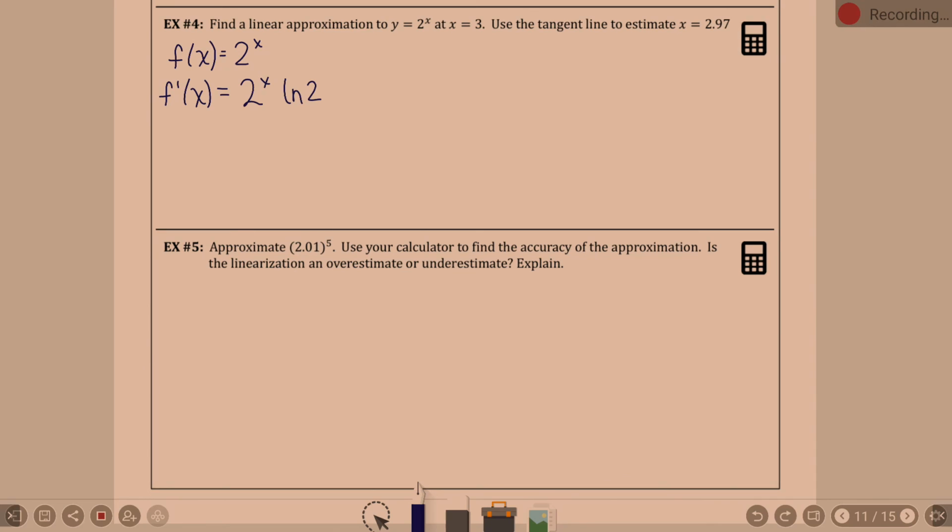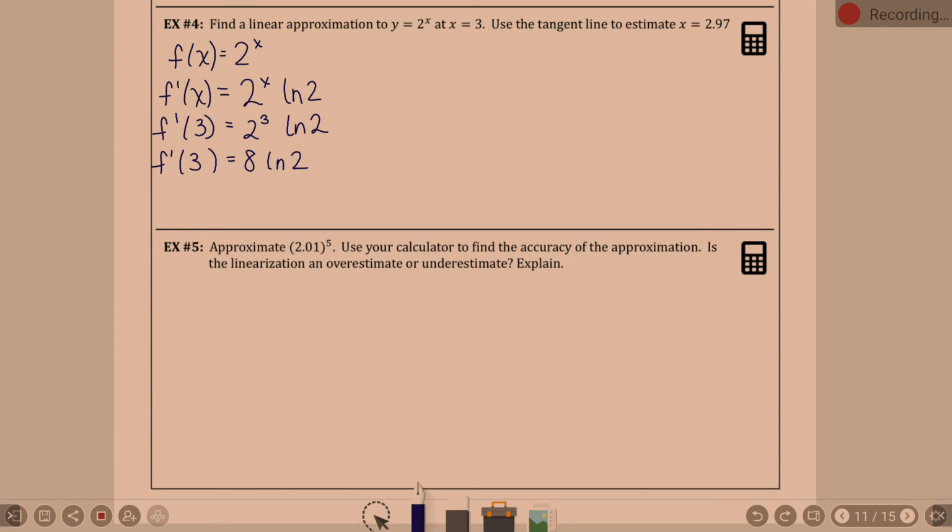Okay, now we're going to have to do the slope. We're going to need to evaluate this at 3. So 2 to the 3rd times natural log of 2. About the only thing you can clean up there is 2 to the 3rd is 8. And so I would just leave it as 8 natural log of 2. Will we put it in the calculator later? Yes. But for right now, leave it as this because you don't want to have to write all the decimals. Okay? We know a slope.